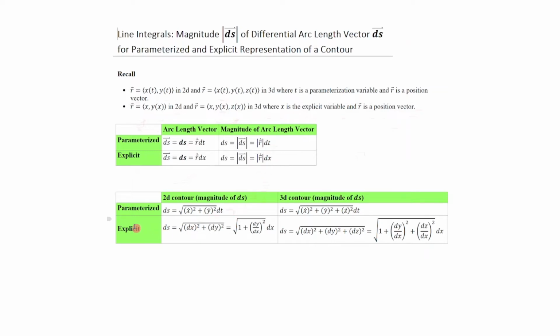All right, so if we now expand things out in detail, for the 2D contour, the magnitude of ds, for the case of a parameterized contour, would take on this form, and for 3D would take on this form. In the explicit case, we have a 2D contour, and the magnitude of ds would take on this form, and the magnitude for the 3D case would take on this form here. So these are handy expressions. You can refer back to them when you actually have to do the specific calculations.